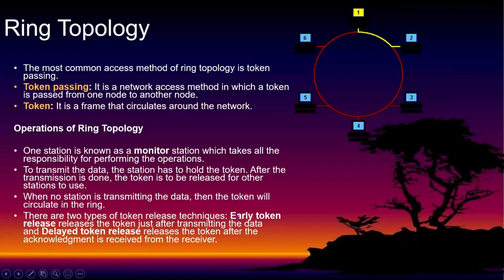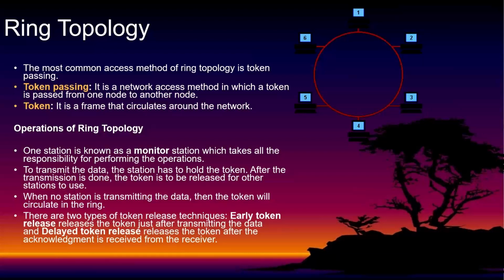There are two different types of token release. In early token release, the token gets released just after transmitting the data. But in the other case, delayed token release, the token will be released after the acknowledgement is received from the receiver. Like for example, in walkie-talkie, right? They use a similar concept.